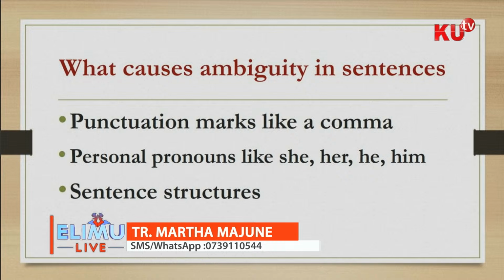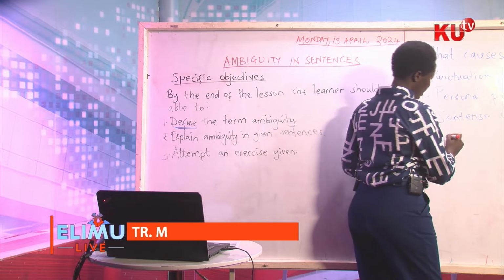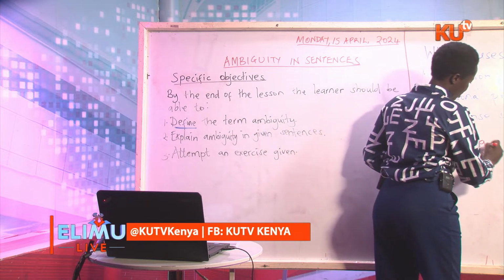Then the third thing that brings about ambiguity in sentences is the structure of the sentence, the sentence structure. How you structure your sentence can also bring about ambiguity in sentences. So we should also make sure that we construct our sentences well, so that whoever is listening to us, maybe the audience, it can be one person or many, they are not somehow confused by what we are saying. So let us now look at ambiguity in sentences.